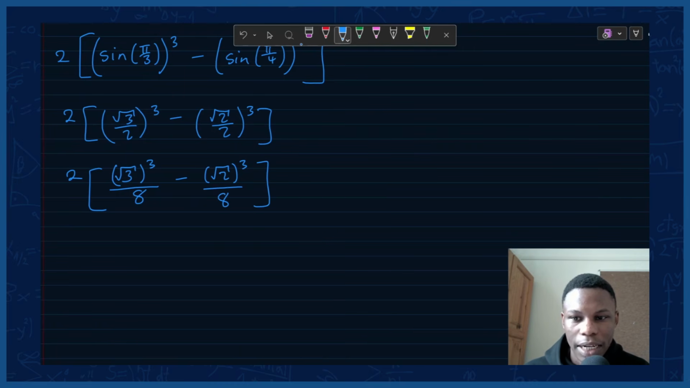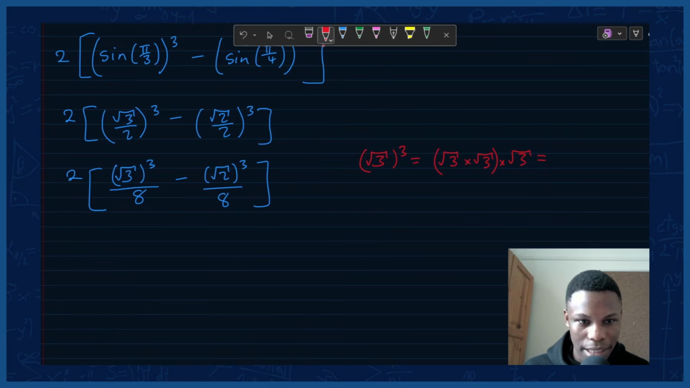And we need to simplify root 3 cubed and root 2 cubed. I'd imagine most of your calculators can simplify root 3 cubed. So you can use your calculator to do that. If your calculator can't, root 3 cubed is root 3 times root 3 times root 3. If I put brackets here, notice that root 3 times root 3 is just root 3 squared, which is 3. So this becomes 3 times our root 3.